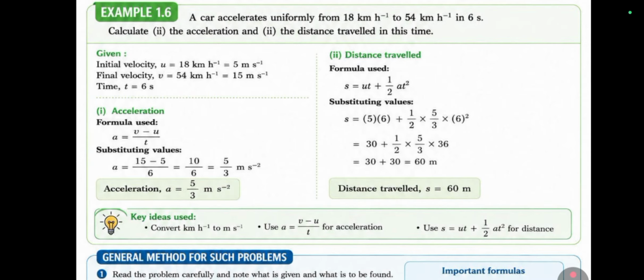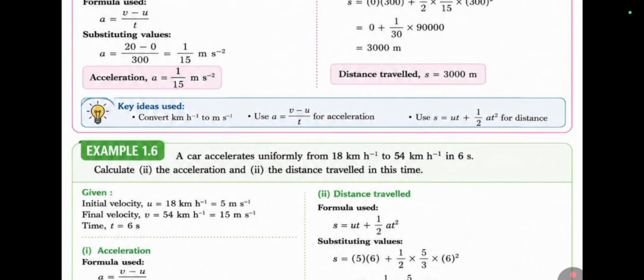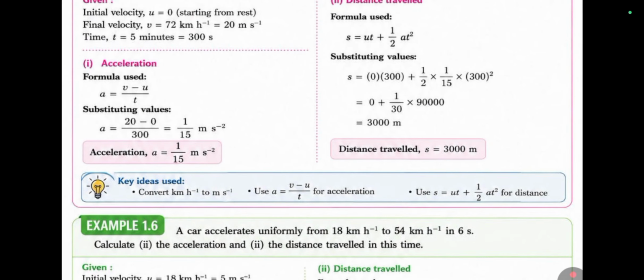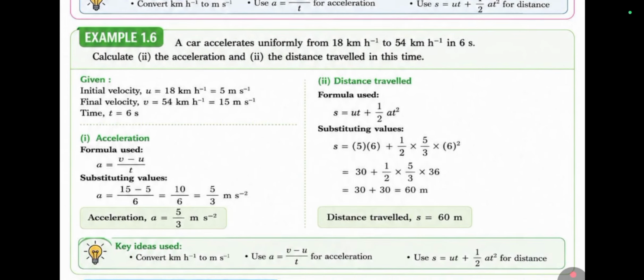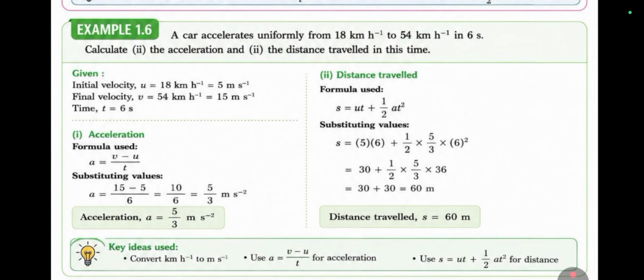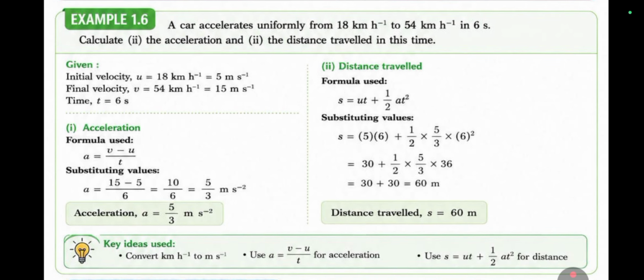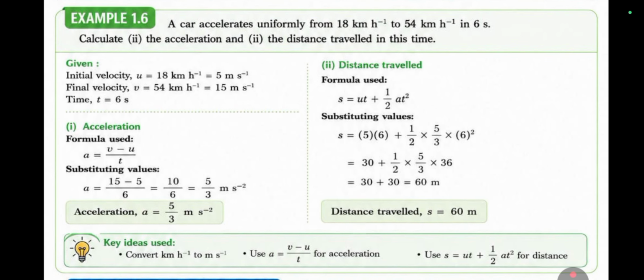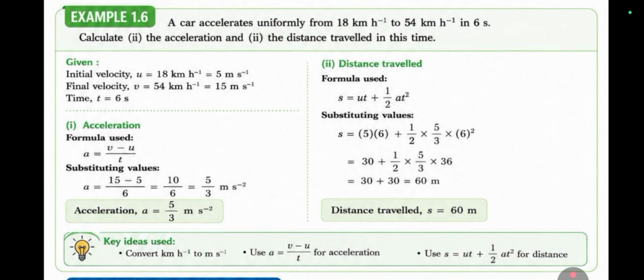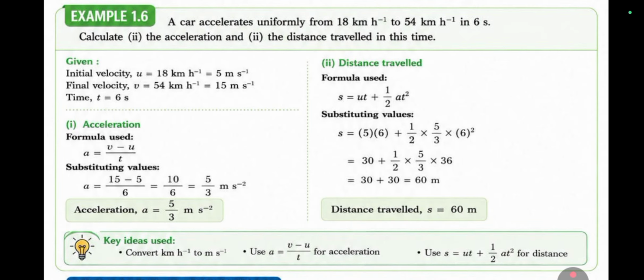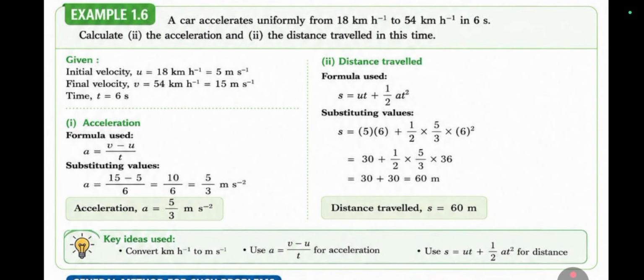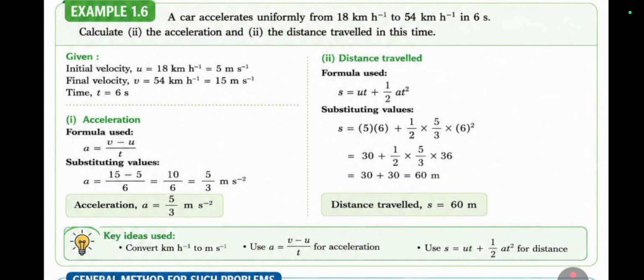Now find the acceleration. Which formula is used in the above problem? That formula is also used here. So formula used: a is equal to (v minus u) by t. Now substituting the given values, a is equal to (15 minus 5) by 6, that equals 10 by 6, that equals 5 by 3 meter per second square. So the acceleration is 5 by 3 meter per second square.